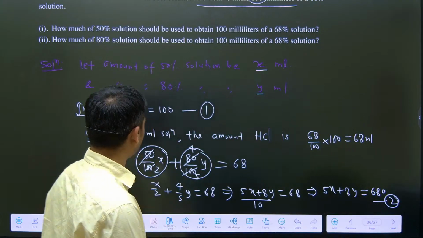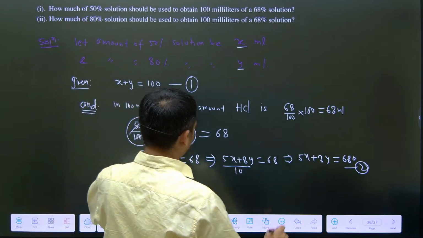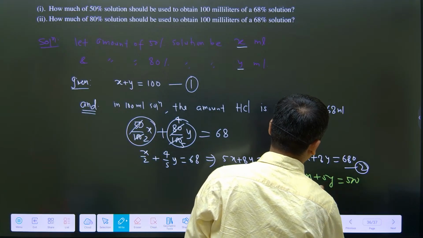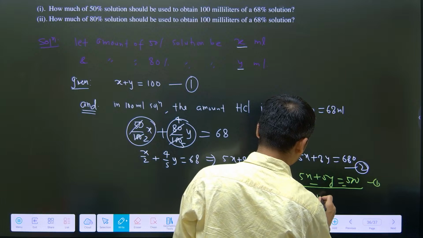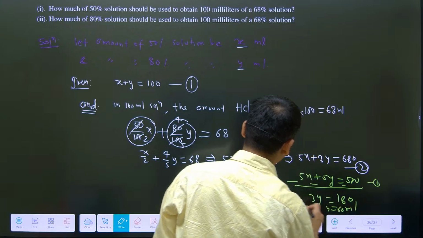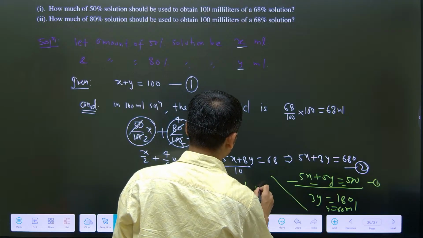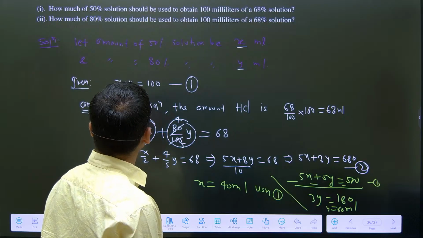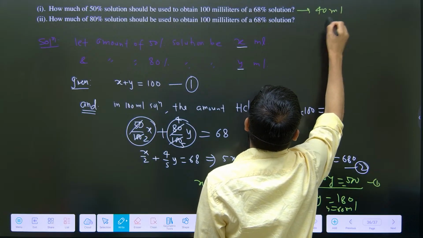Can we find x and y from equation number 1 and 2? You can understand we can multiply the first equation by 5, right? So 5x plus 5y is equal to 500. This is equation number 1. And then subtract. When we subtract, 3y is equal to 180, right? So y is 60 ml. And if y is 60 ml, x has to be 40 ml by using equation 1, right? So they had asked two parts. How much of the 50% solution? The 50% solution has to be 40 ml and the other has to be 60 ml.